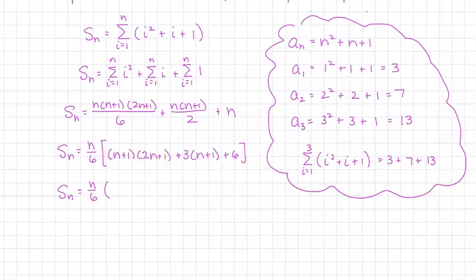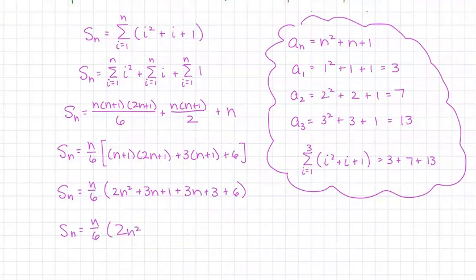n times 2n is 2n squared. Then we're going to have 1 times n is n, and 1 times 2n is 2n. So n plus 2n is 3n. And then 1 times 1 is 1. Distribute the 3. All right, let's combine like terms. We have 2n squared, and then 3n plus 3n is 6n. 1 plus 3 plus 6 is 10.